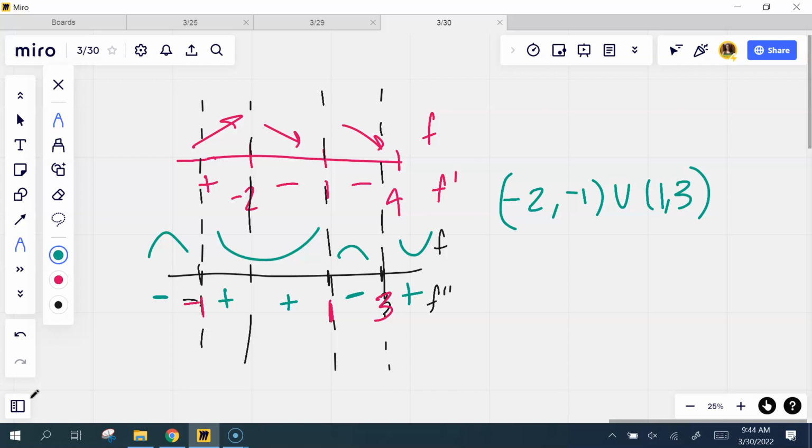Yes. Let me read you their reasoning. The graph of f is concave down and decreasing on the intervals -2 to -1 and 1 to 3 because f prime is decreasing and negative on these intervals.